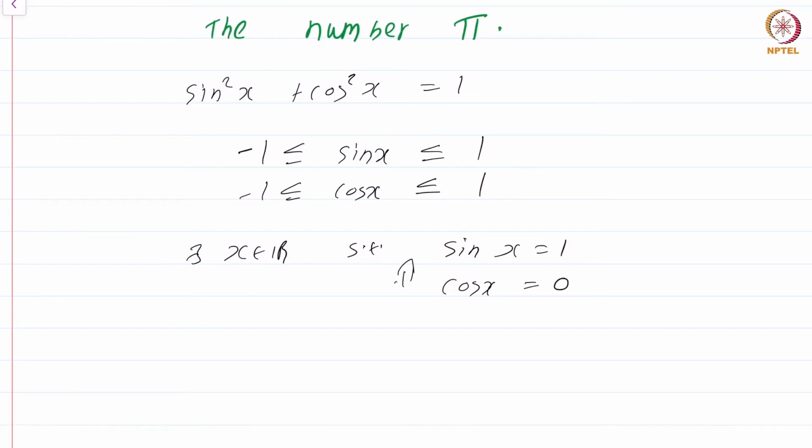Sine x equal to 1 if and only if cos x equal to 0, oh, this is not exactly right, sine x could be minus 1. So if sine x is 1, then cos x is 0. This one-sided implication at least we have.